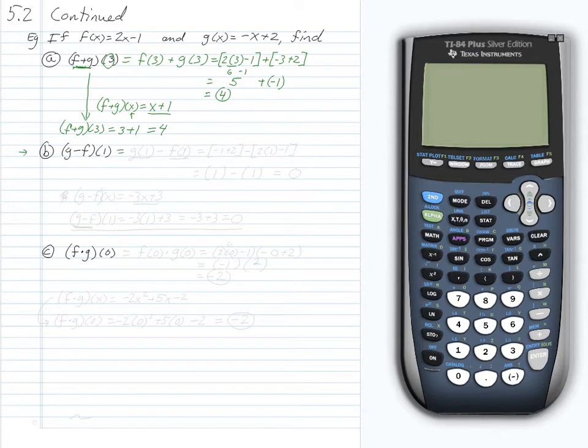One way we could handle this would be to think of the definition, which says this is equal to g of 1 minus f of 1, which would be g would be negative 1 plus 2, and we are subtracting f of 1, which would be 2 times 1 minus 1. Okay, so that's 1 minus 2 times 1 minus 1 would be 1 also, the result being 0.